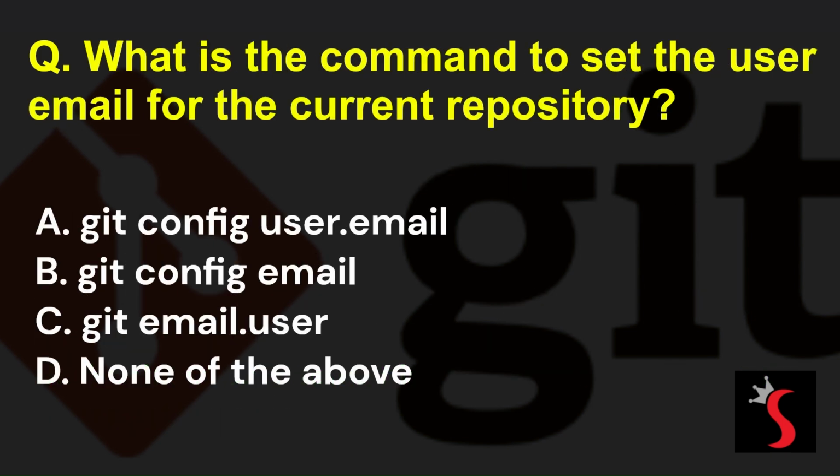What is the command to set the user email for the current repository? A. git config user.email. B. git config email. C. git email.user. D. None of the above. And the correct answer is option A, git config user.email.